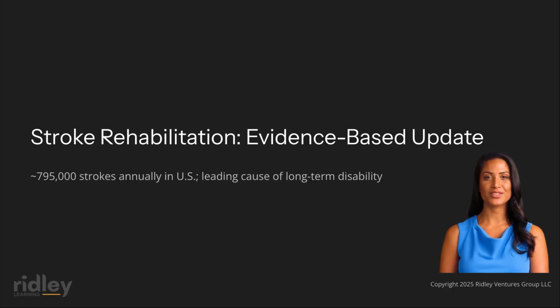Stroke remains a leading cause of long-term disability worldwide, affecting approximately 795,000 individuals annually in the United States alone. The complexity of stroke rehabilitation demands that we, as clinicians, integrate knowledge across multiple domains. We must understand acute medical management, neuroplasticity principles, emerging technologies, and health equity considerations to optimize outcomes for each unique patient we encounter. This course synthesizes current evidence from systematic reviews, meta-analyses, and clinical practice guidelines published between 2022 and 2025 to provide you with the knowledge and clinical reasoning skills necessary for evidence-based stroke care across the entire continuum.